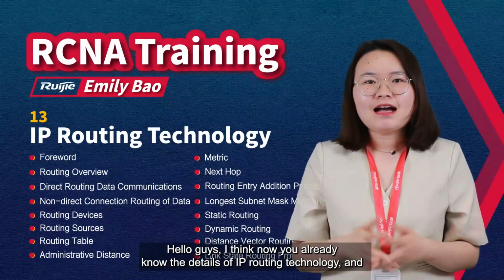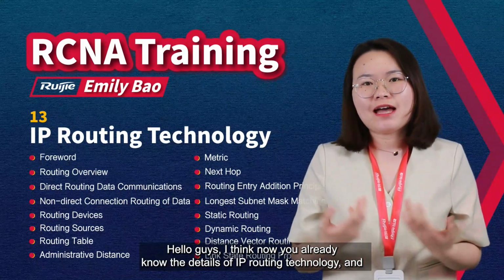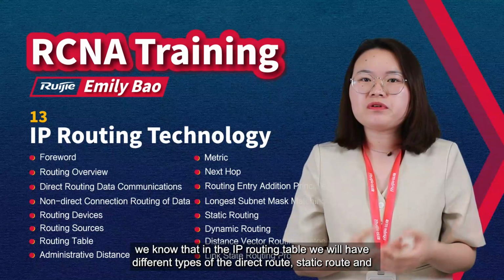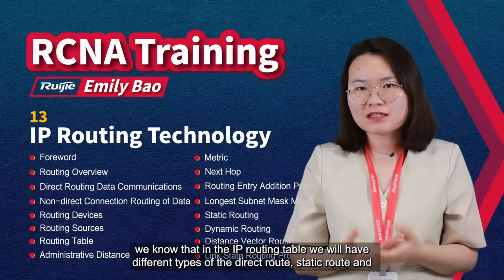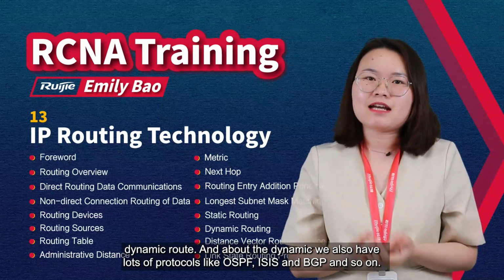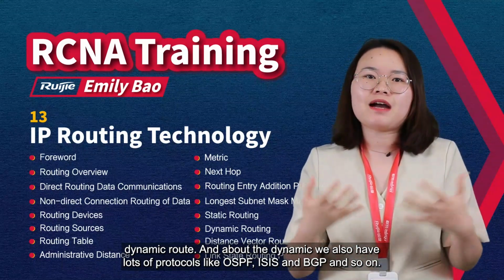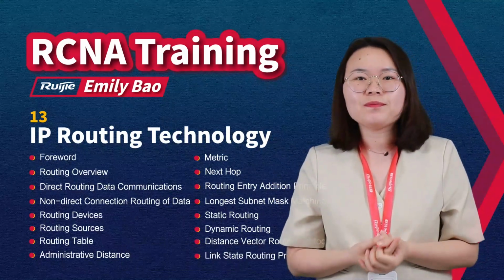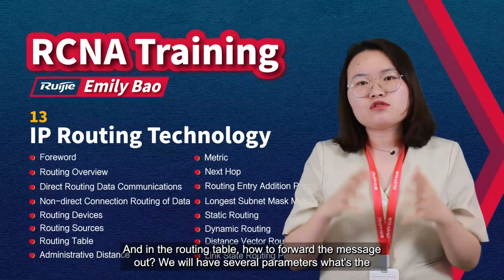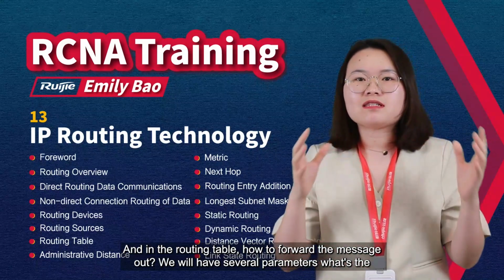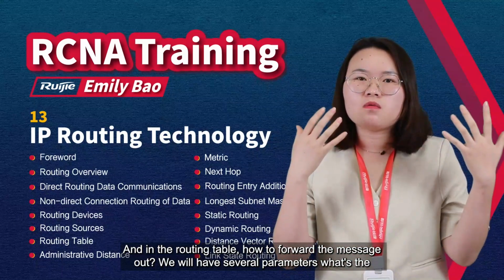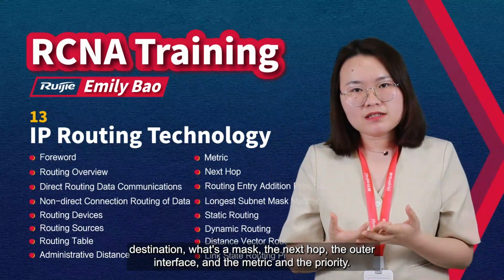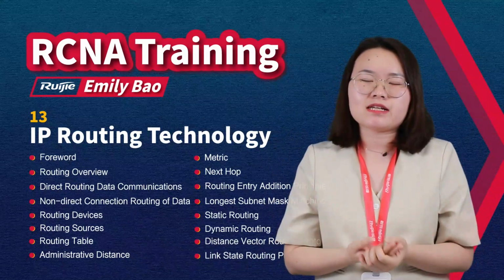Hello guys! I think now you already know the detail of IP routing technology. And we know that in the IP routing table, we will have different types: direct routes, static routes, and dynamic routes. And about the dynamic, we also have lots of protocols like OSPF, ISIS, BGP, and so on. And in the routing table, to forward the message out, we will have several parameters: the destination, the mask, the next hop, the out interface, the metric, and the priority.